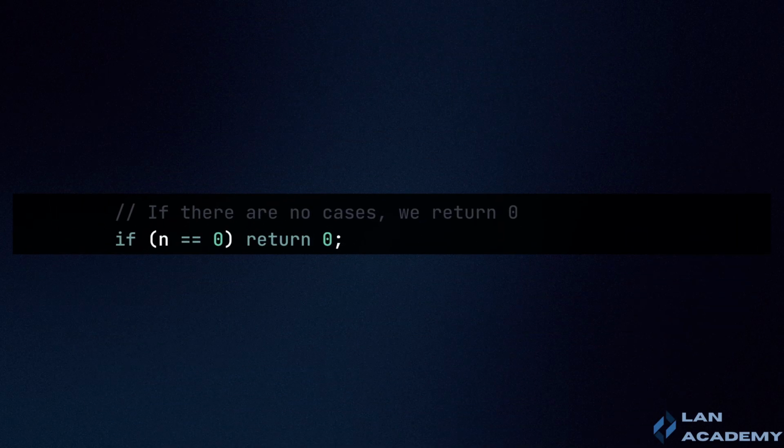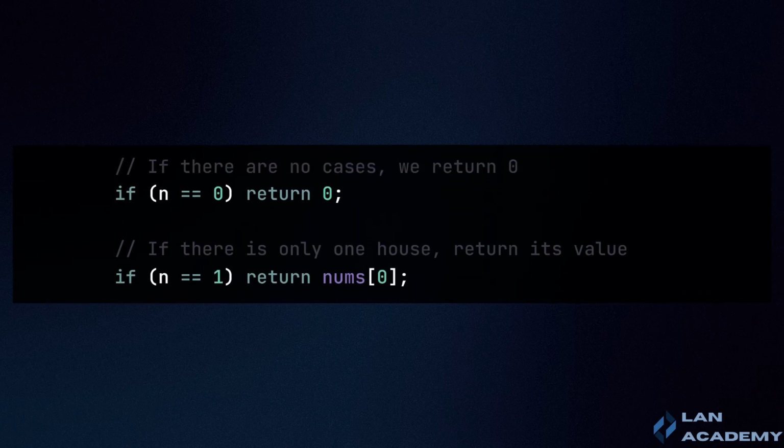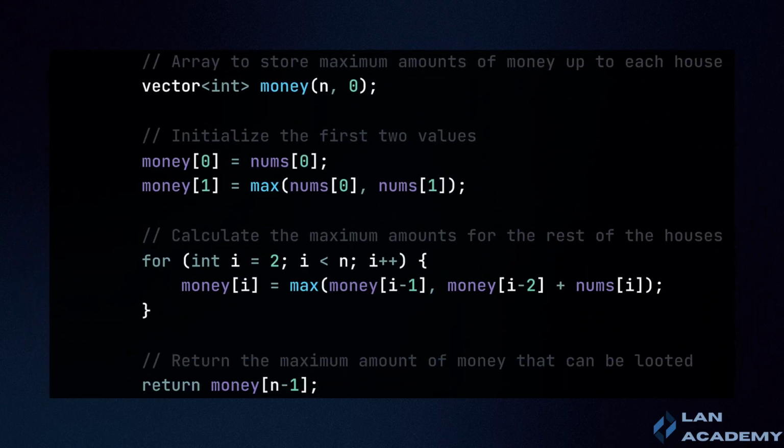If there are no houses at all, meaning the length of the nums array is 0, there is nothing to rob. Therefore, it makes sense to return 0 since no money can be obtained from a street without houses. If there is only one house, the only option is to rob that house. Consequently, the maximum amount of money that can be obtained is simply the value in that house, which is nums of 0. These two checks allow me to simplify scenarios where the number of houses is very small. After handling these cases, I move on to the main logic of the algorithm, which deals with situations where there are 2 or more houses.